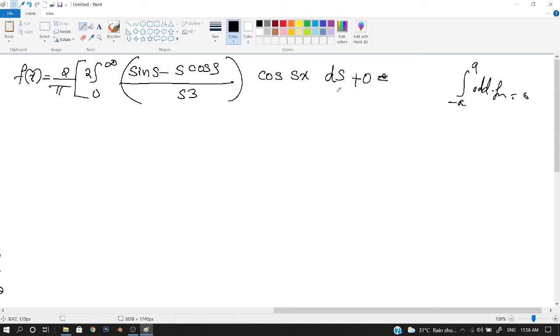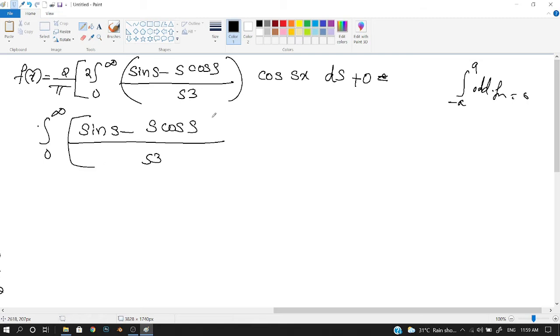So f of x is equal to this. Now you can take this pi by 2, and here you can see that you have 4 by pi, so you can take that to the other side. So we have the integral from 0 to infinity of (sin s minus s cos s) divided by s cube, into cos sx ds, is equal to pi by 4 into f of x.